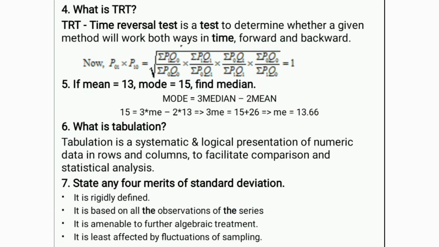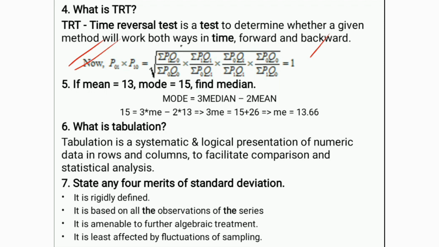The fourth question in Section A is, what is TRT? TRT, the abbreviation of time reversal test, is a test to determine whether a given method will work both ways in time, forward and backward. So you can just write this definition and you can have a formula for this. Time reversal test is given by this formula. You can just use this answer in the examination.